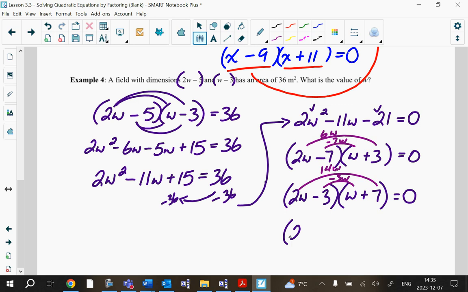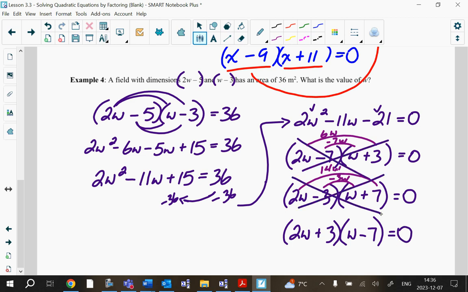So this one would actually be 2W plus 3 times W minus 7 equals 0. These ones didn't work. So we finally got them. Remember, factoring is just one step towards solving. So I've got to make 2W plus 3 equals 0 and figure out what W is. And I got to make W minus 7 equals 0 and I got to figure out what W is.